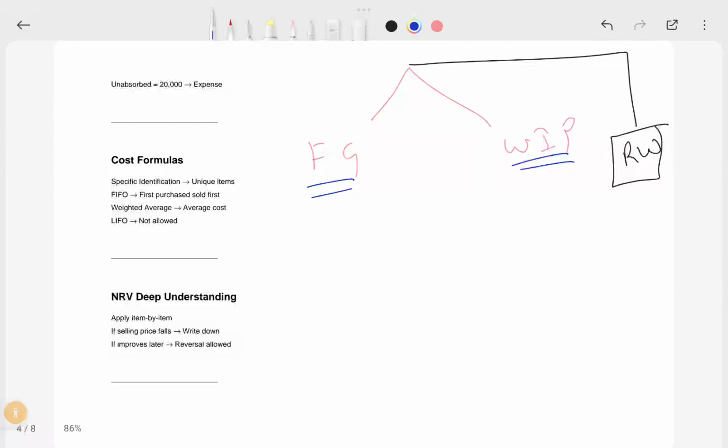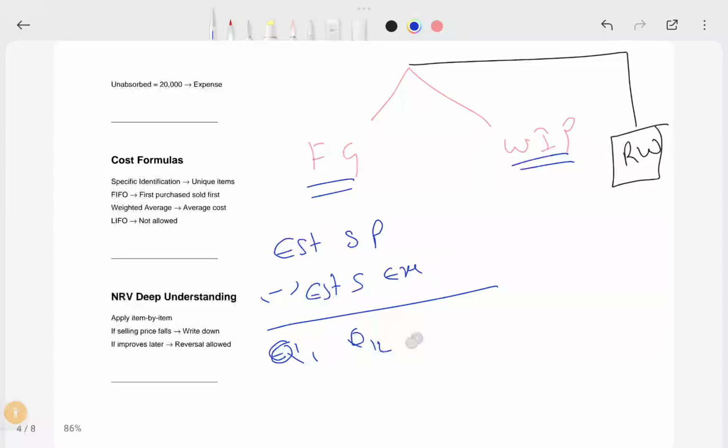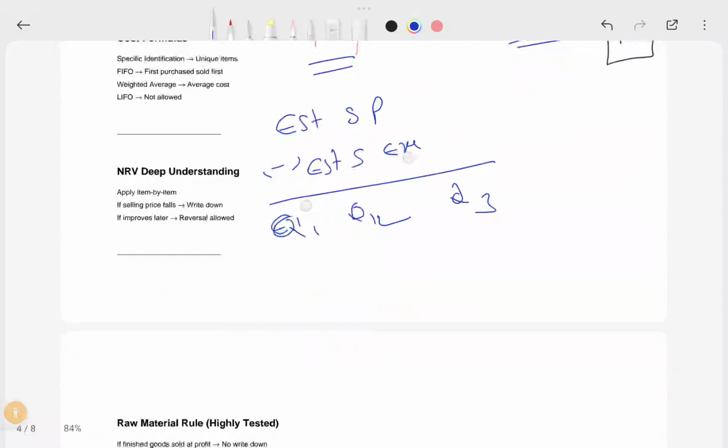In finished goods, the NRV formula is estimated selling price minus estimated selling expenses. Which means, say in the previous example, quality 1, quality 2, quality 3 rice packets are there, right? In this you observe quality 1 you are able to sell at 150 rupees per kg after incurring expenses of 10 rupees. Quality 2 you are willing to sell at 140 rupees after incurring 5 rupees of expenses. Quality 3 you are going to sell in your newer market at 120 without any expenses.